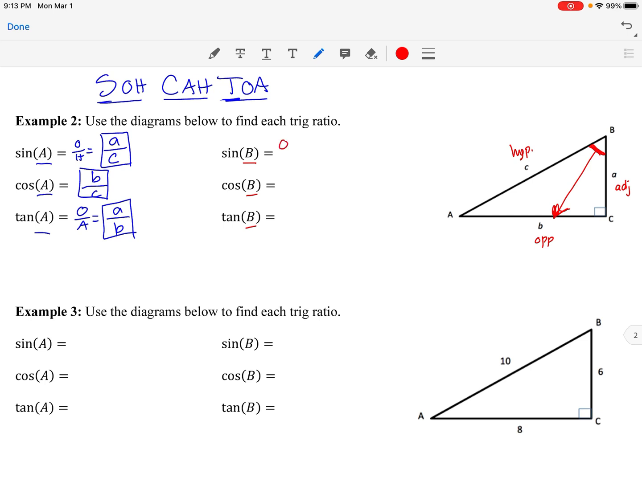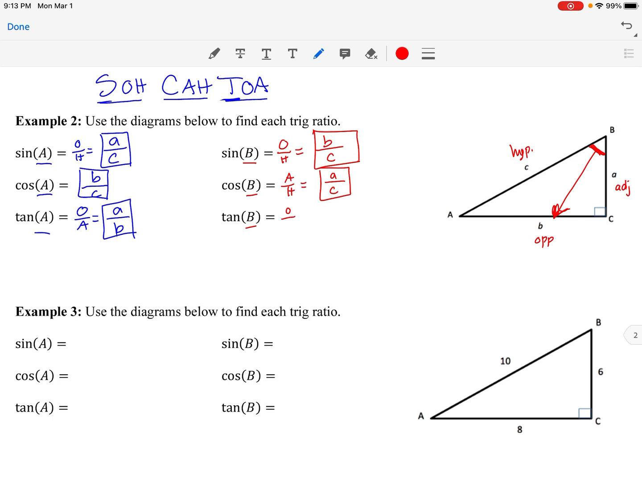So sine of B is opposite over hypotenuse, so that is going to be lowercase b over hypotenuse, which is C. And cosine, if you notice, the cosine of A and the sine of B end up being exactly the same fraction because the opposite and adjacent sides switch depending on what angle you're looking at. So cosine of B is adjacent over hypotenuse. So this time my adjacent side is little a and my hypotenuse is little c.